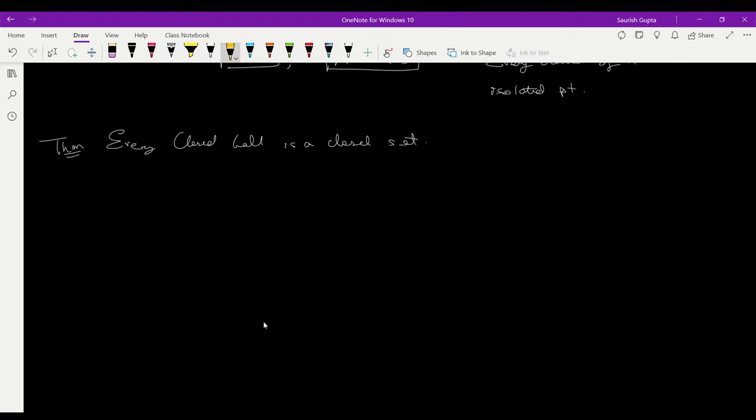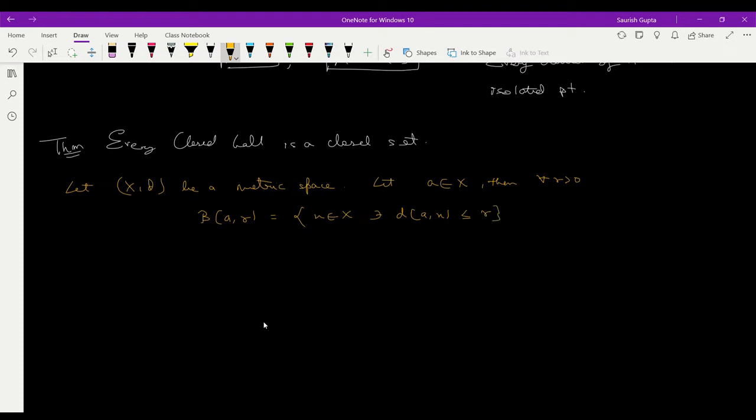So let us first choose a closed ball. Let (X, d) be a metric space. Let small a belong to X. Then for all r greater than 0, we define a closed ball with center a and radius r, and we already know the definition, I'm again writing it. It consists of all those elements x such that the distance between a and x is less than or equal to r, right?